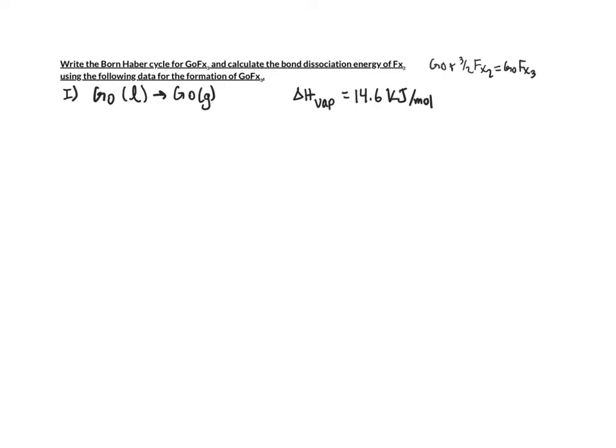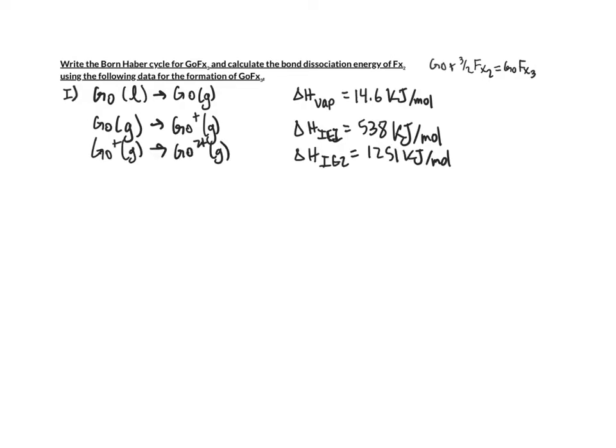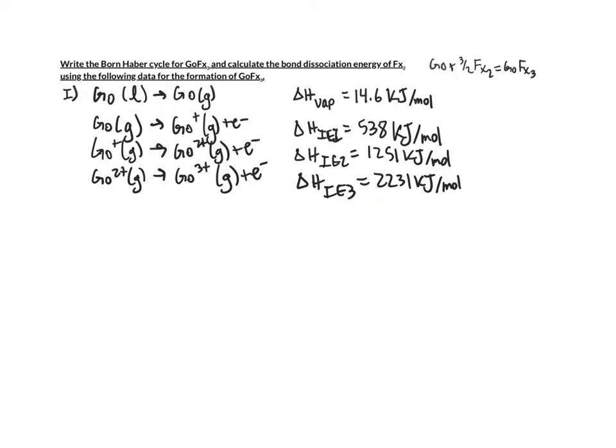We use that, and now we have to make it into GO 3+ gas. So we will use the ionization energy 1 to get to GO+. We will then, in a second step, go to GO 2+ with the second ionization energy, and then we will do the same thing to get to GO 3+ gas using the third ionization energy, and we must remember each time to add an electron on the right.